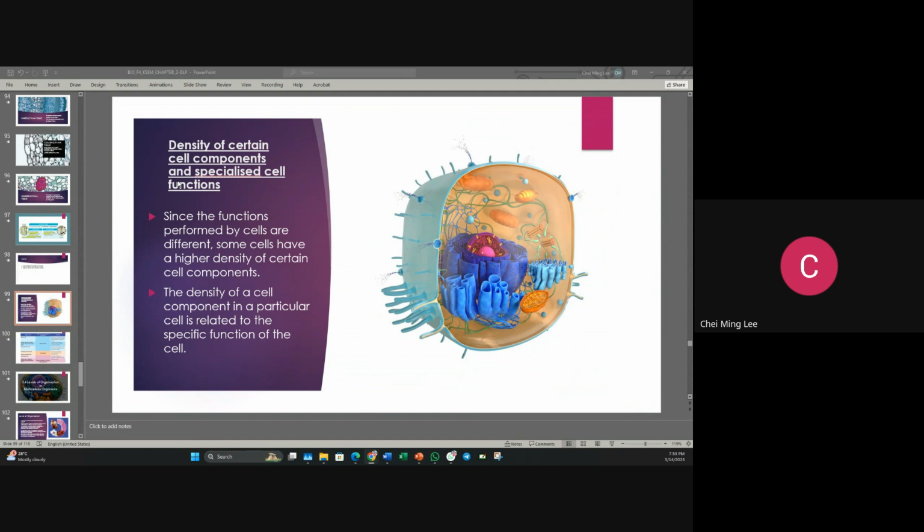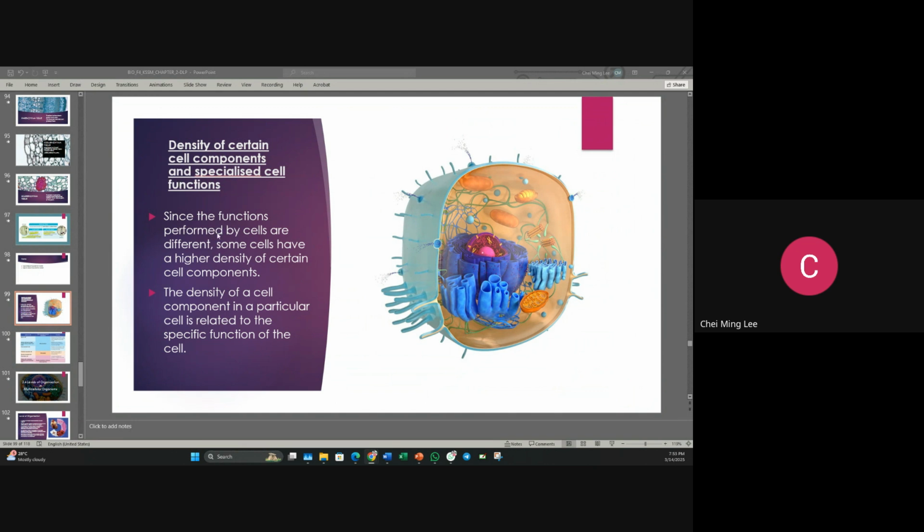For example, like your muscle cell, in order to move, what do we need? In order to support our movement, we need energy. Energy is made by mitochondria. So that's why muscle cells normally have lots of mitochondria compared to other cells. This is what he's trying to say here.